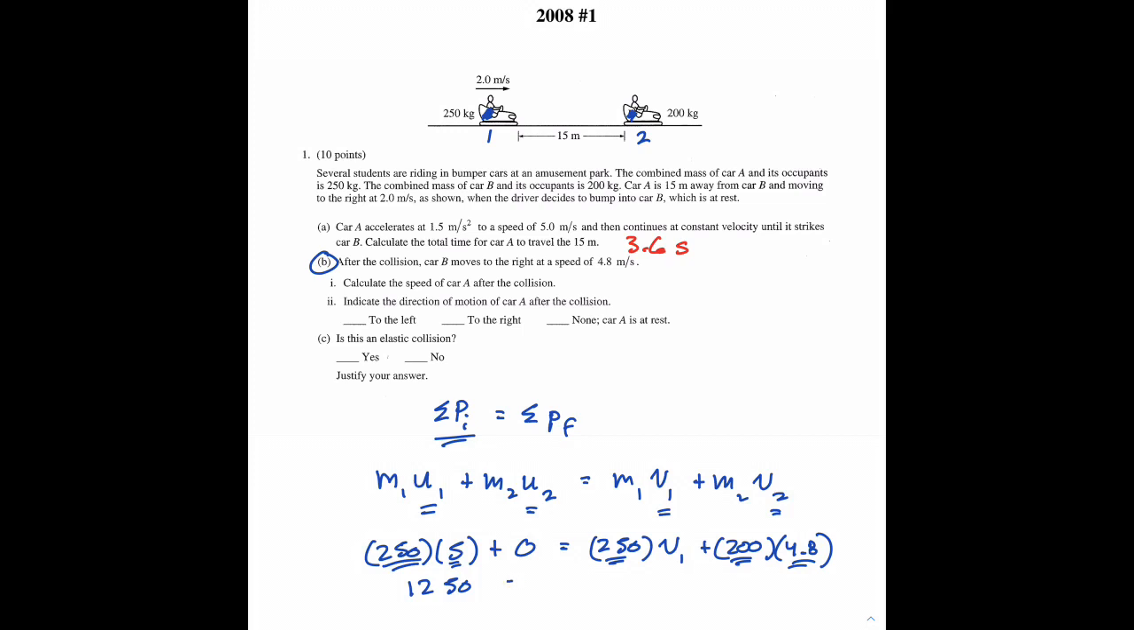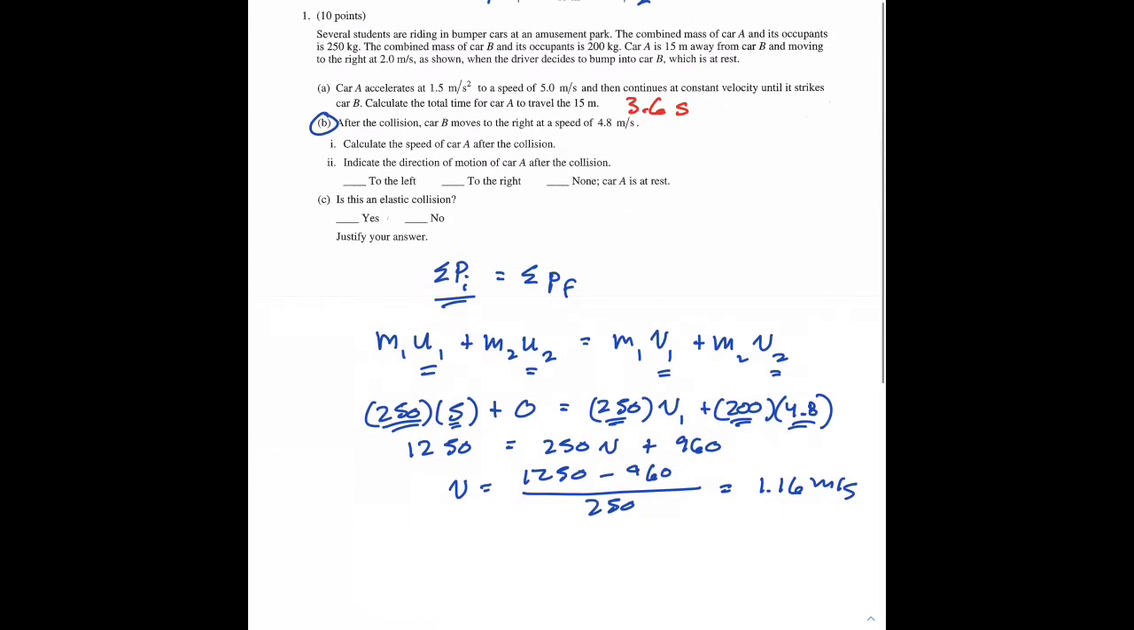All right, 1,250 equals 250 V plus 960. So the velocity we're looking for is 1,250 minus 960 divided by 250. And this works out to a value of 1.16. And we're going to assume that the units are meters per second. That answers part 1, 1.16 meters per second. Part 2, indicate the direction of motion.